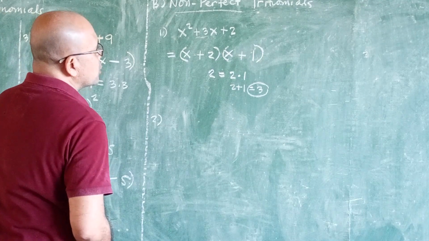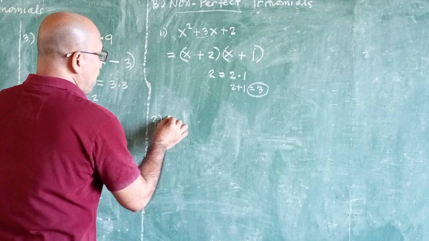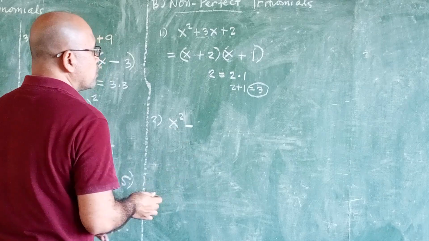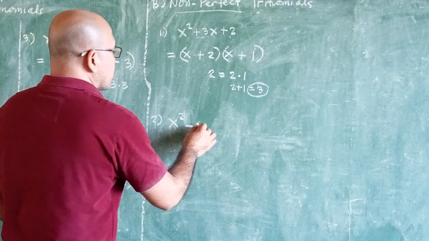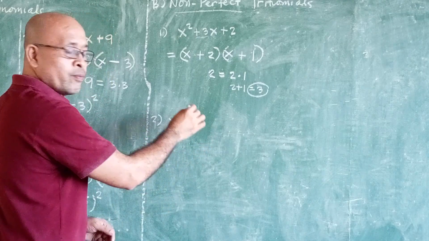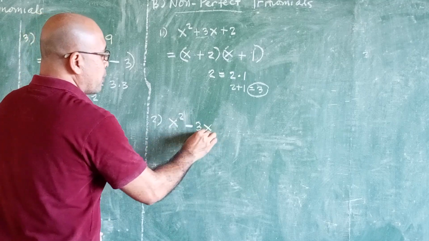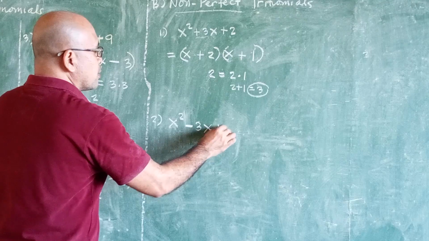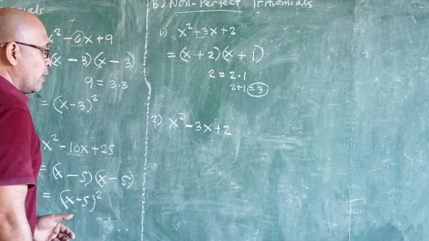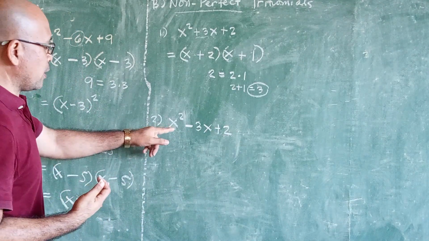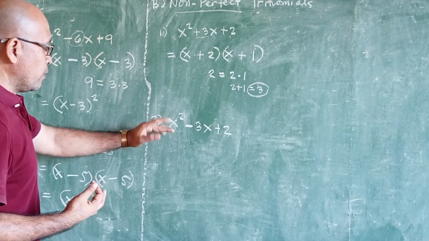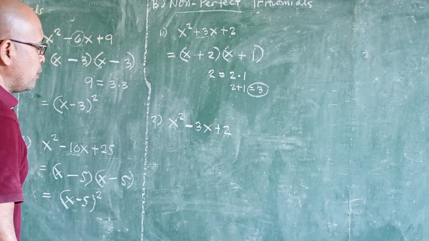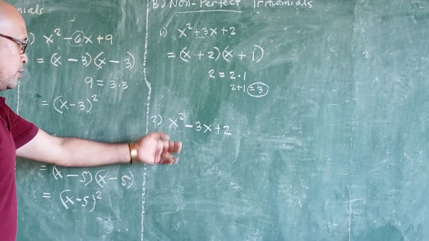Another one. Supposedly we have this x squared minus, shall we say, 3x plus 2. I am using the same terms as you can see, but I am only changing the sign so that you can see the difference of their results.